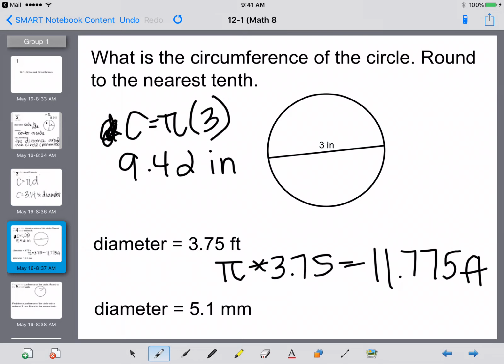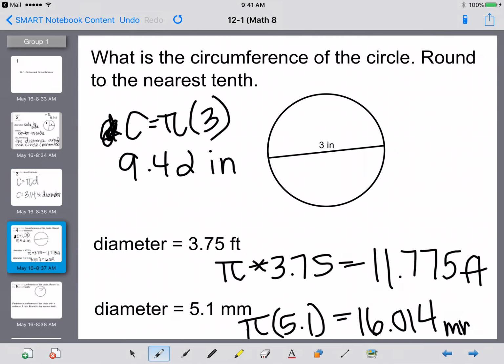And finally, a diameter of 5.1. Pi times 5.1. So 3.14 times 5.1 to get 16.014, and millimeters is my label.